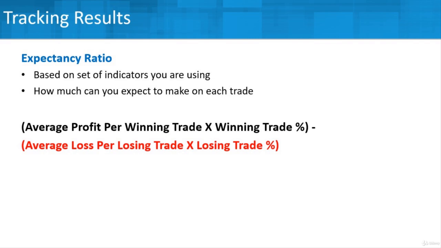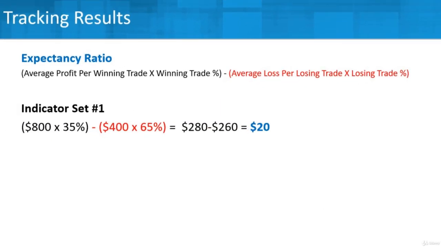So let's say you're using an indicator set, and we'll call it indicator set 1 here. It could be whatever combination of indicators. We're just going to call it your primary and secondary, and let's say there's a third as well. But that's your indicator set 1 that you're using and that you're really committed to. And let's say, whatever currency you use, just substitute different numbers. I'm using dollars here. But let's say that your average profit per winning trade is $800.